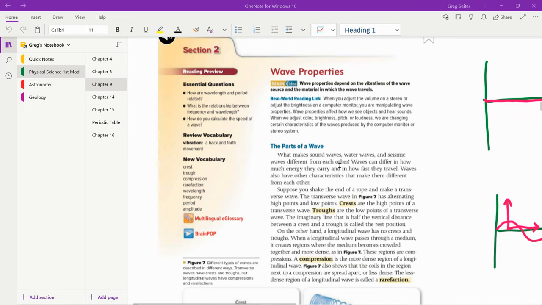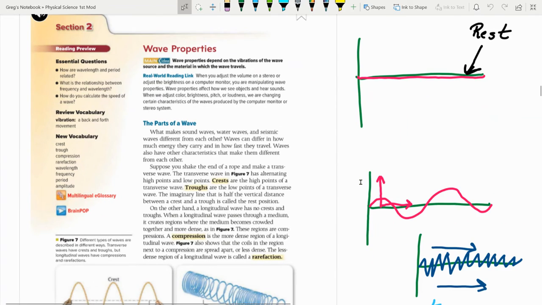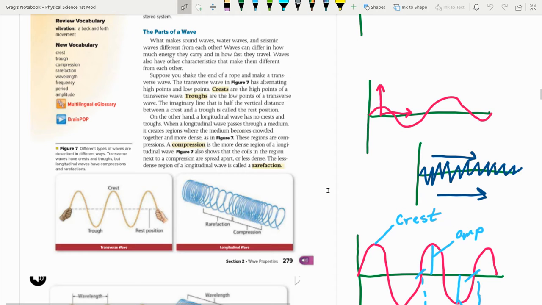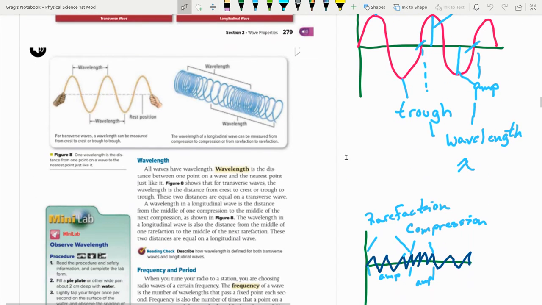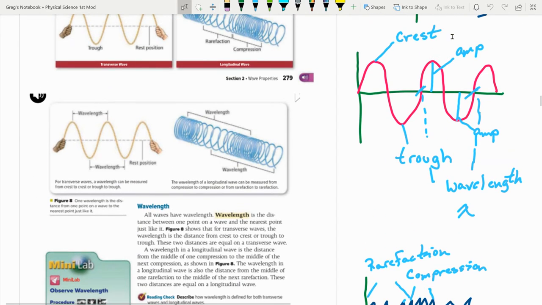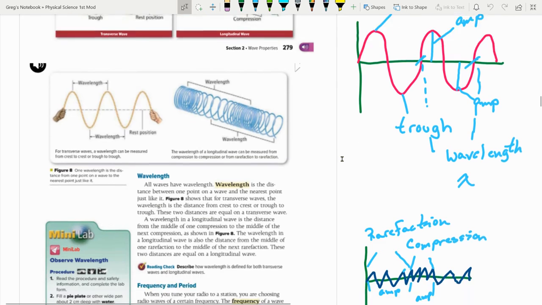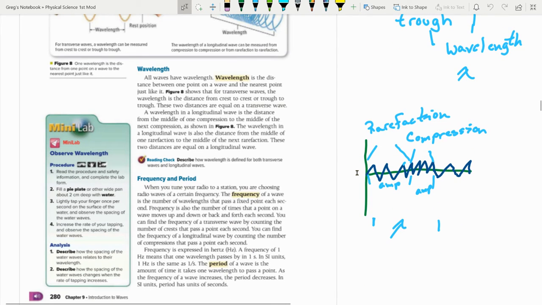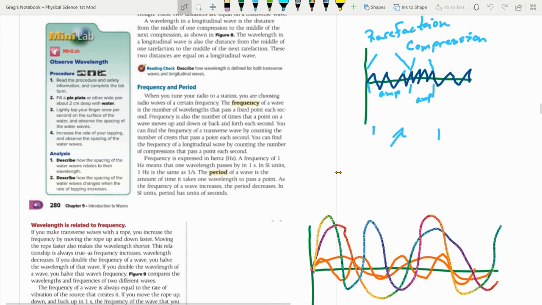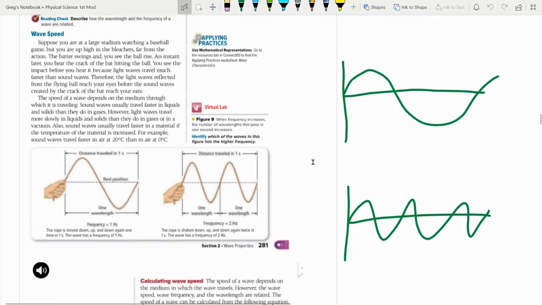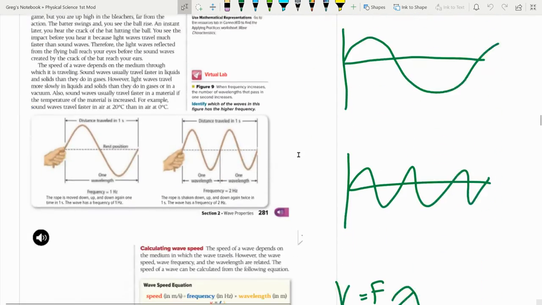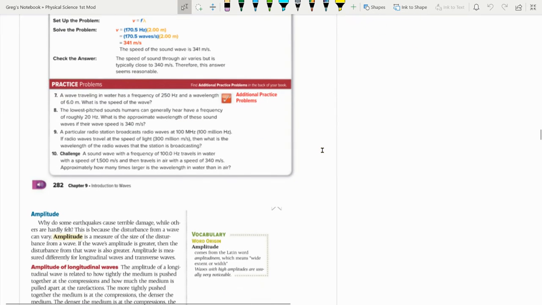There are crests and troughs in a transverse wave. They carry energy at right angles. And longitudinal waves have compressions and rarefactions. Then there was trough, the wavelength, crest, amplitude. We went all over that. If you need to watch my notes again or my lectures, please do so. It'll help you out. You'll understand all these scribblings and whatnot.